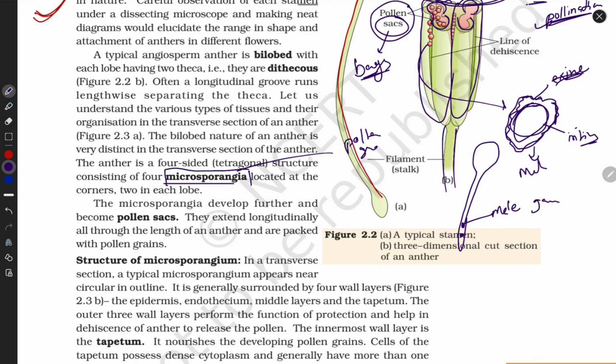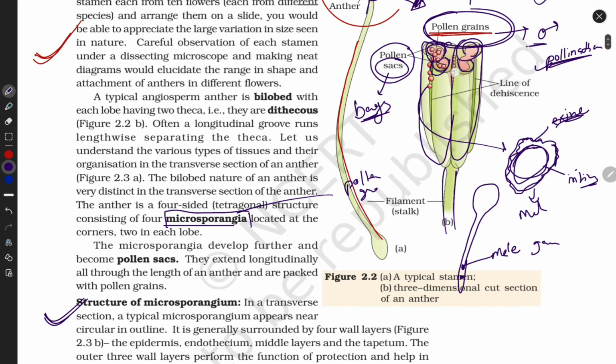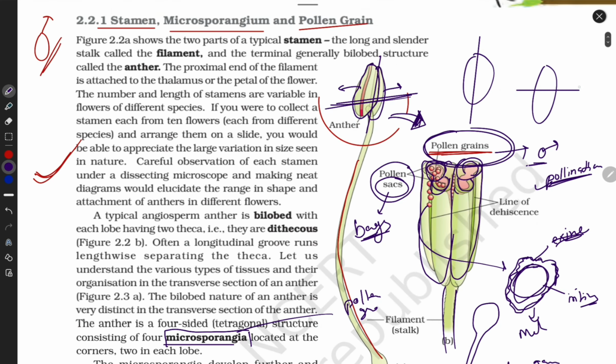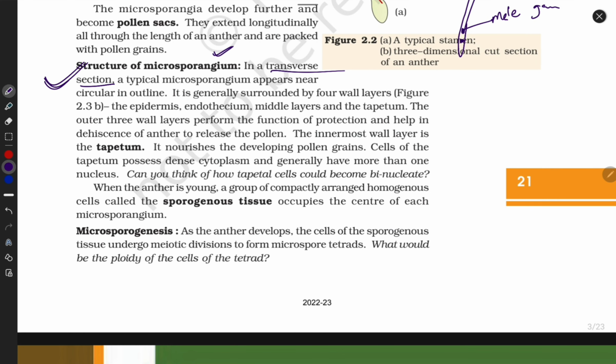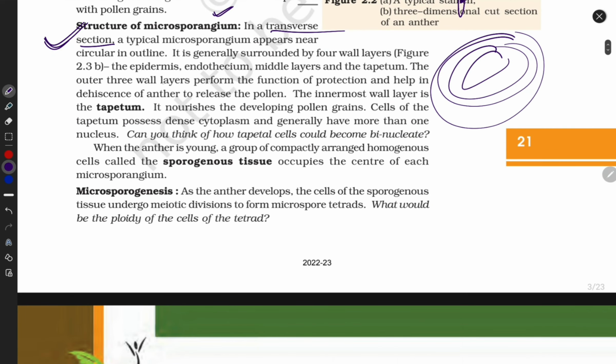Okay guys, now let's discuss the structure of the microsporangia. When we cut transversely, we all know now, the microsporangia is easily visualized. They say it is made up of 4 layers. It is not only 1 layer, it is made up of 4 layers. The outer layer is the epidermis, then the endothecium, middle layer. But guys, the most important layer is the tapetum. They provide nutrition.